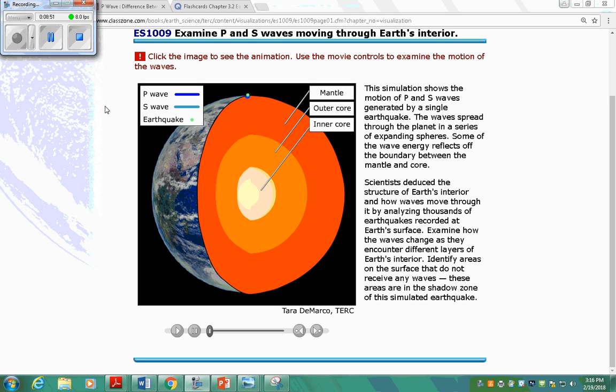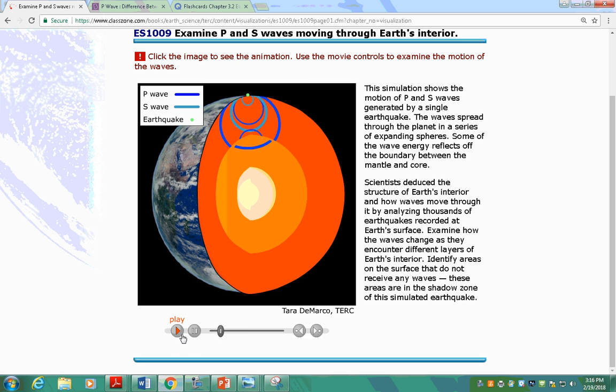Here's the final simulation that I'm going to show you, Uric, and it's P waves and S waves moving through the Earth's interior. So let's take a look and I'll read you what it says on the right while I continuously play this. It says the simulation shows the motion of P and S waves generated by a single earthquake. The waves spread through the planet in a series of expanding spheres. Some of the wave energy reflects off the boundary between the mantle and core. Scientists deduce the structure of Earth's interior and how waves move through it by analyzing thousands of earthquakes recorded at Earth's surface.